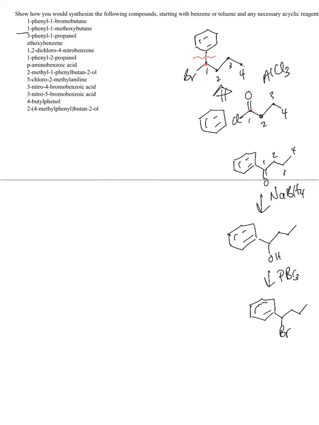Okay, so what about 1-phenyl-1-methoxybutane? Once again, we have butane, 4-3-2-1, 1-methoxy, O. Okay, next one is to make 1-phenyl.